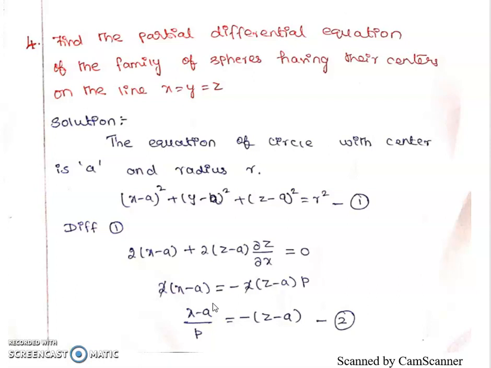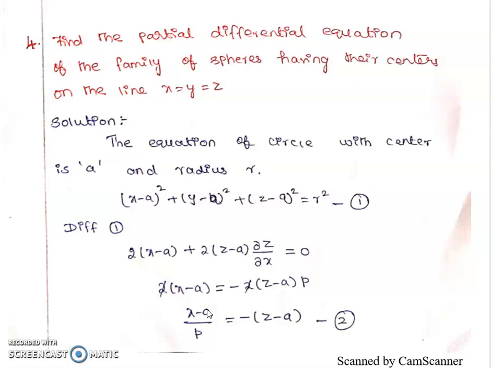So how to write the equation of the sphere? (x − a)² + (y − a)² + (z − a)² = r². Now differentiate this equation with respect to x. In the previous problems they gave the equation, but in this problem we are going to frame the equation first. Then afterwards, we have to differentiate partially with respect to x.